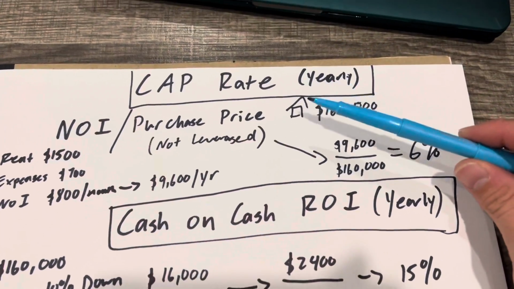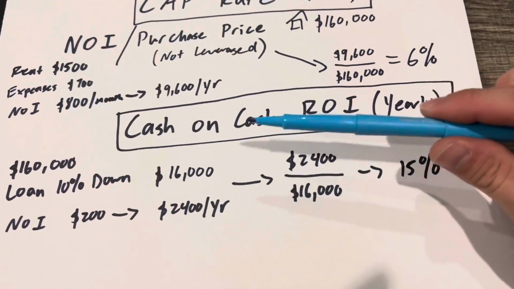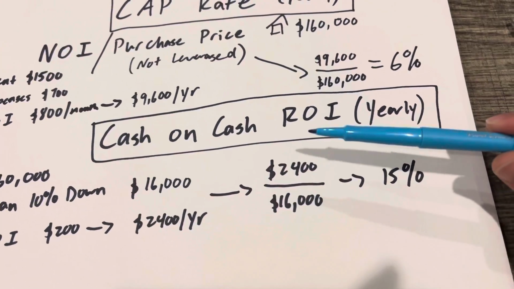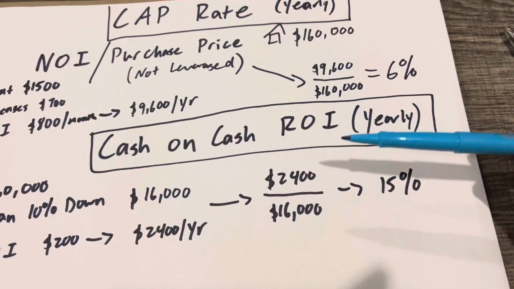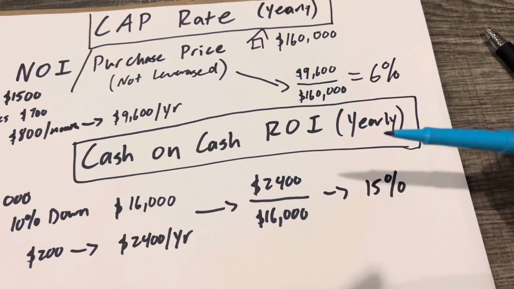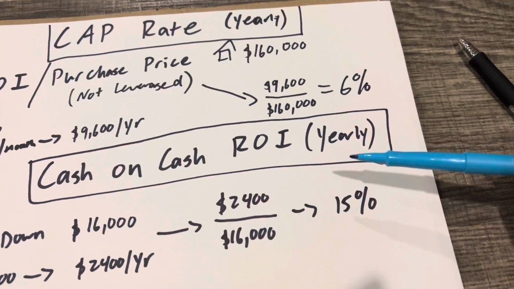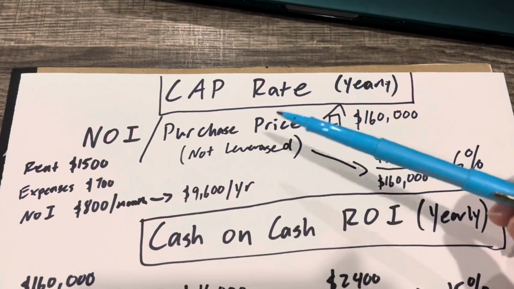The first one is called cap rate, and that's calculated on the year. The next one is your cash on cash ROI, or return on investment. Again, I'm going to make a PDF with all these different acronyms and what they mean and how they help you navigate all this different stuff. This one's also yearly. So what is cap rate?